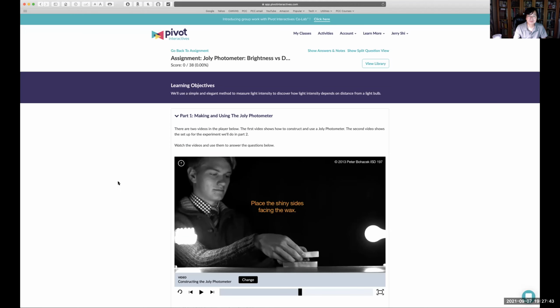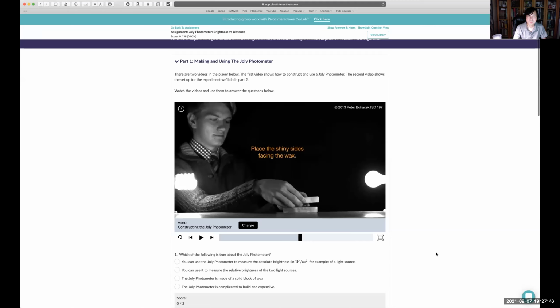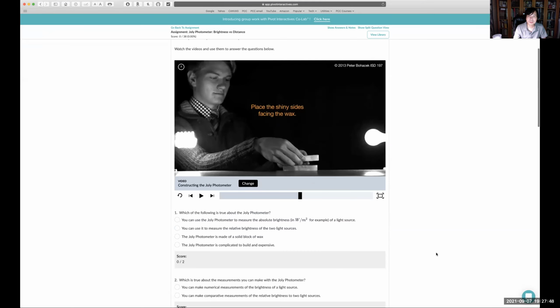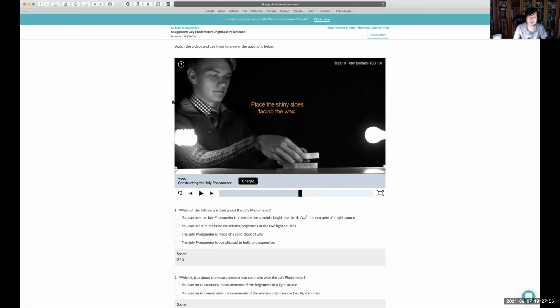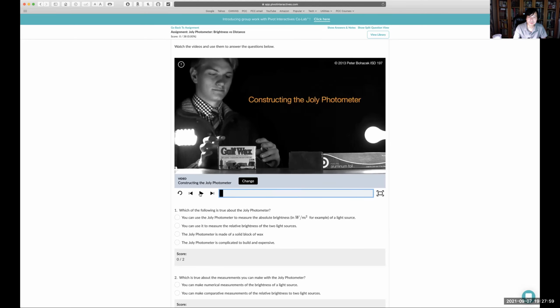You can see it, right? The Pivot Interactive, right? Okay, so what's a Joly photometer? A photometer is a device that measures the brightness, measures the intensity. Okay, so here is how this thing works. So here's a video that shows how this thing works.